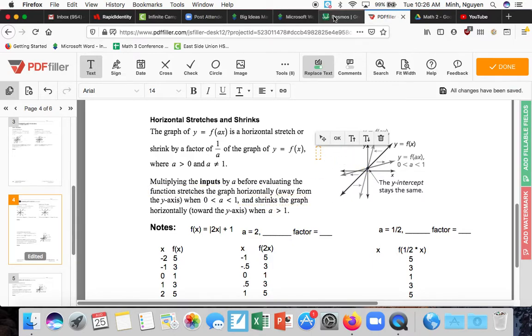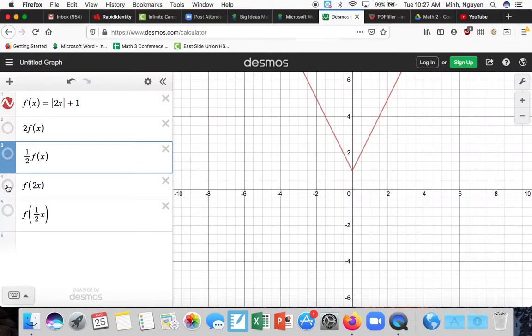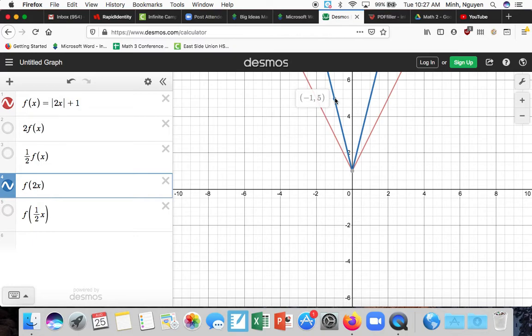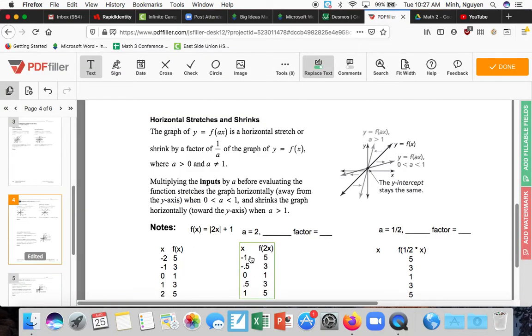So let's see. That's this one. So if it gets closer, that means it's going to be narrower, right? Oh, and look at that. It's narrower. And whereas before we said negative 2 would be at 5, well, we cut this in half. We got negative 1, which is what I was trying to illustrate with the t-chart.